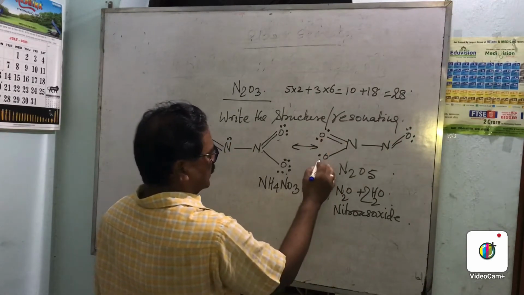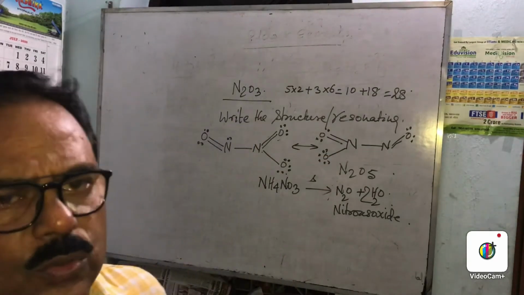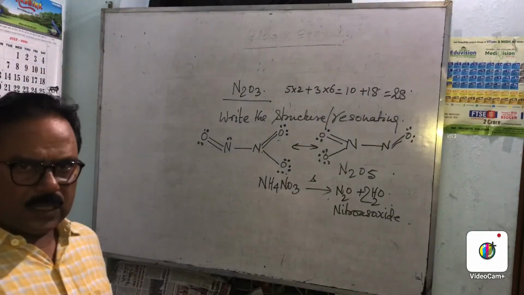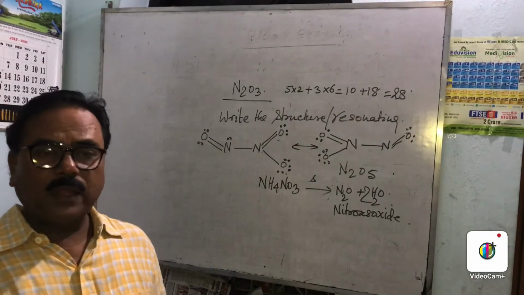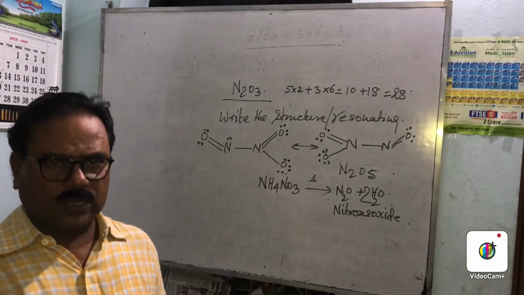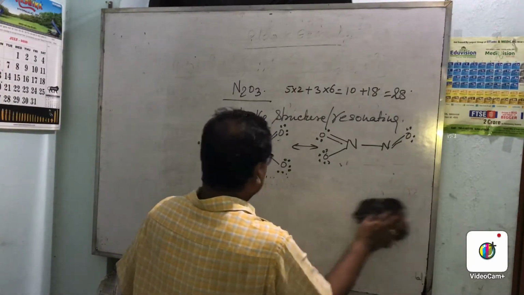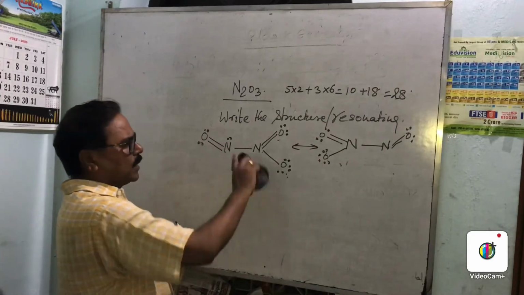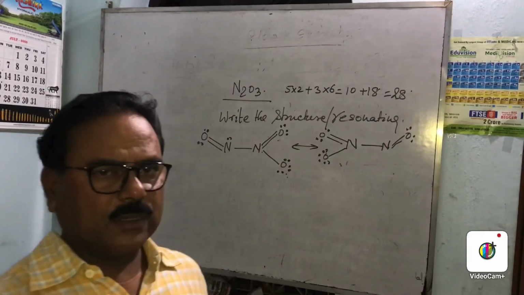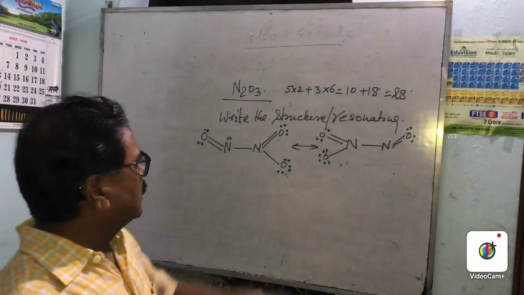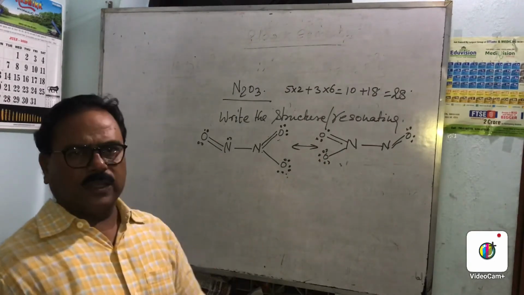All the structures are given in your book. It depends upon you to practice writing such structures. The concept: calculate the total number of valence electrons present in the molecule and write the skeleton structure. Suppose this is the skeleton, N and O. Now you arrange the electrons in such a way that all elements attain their octet. So this is the resonating structure.